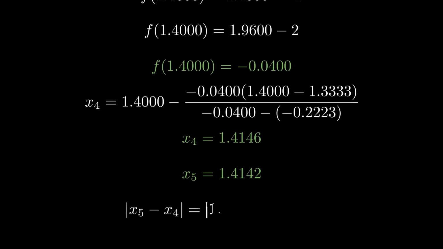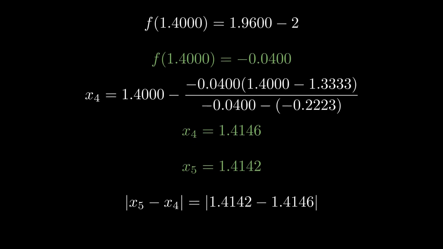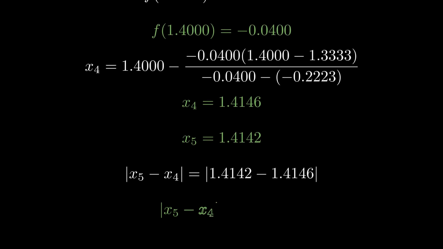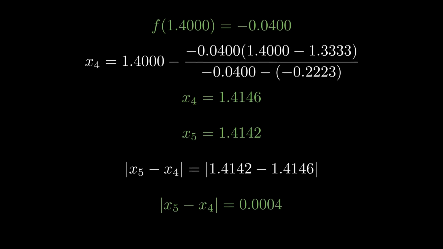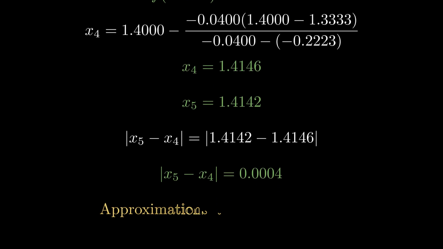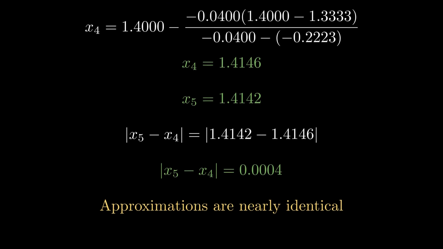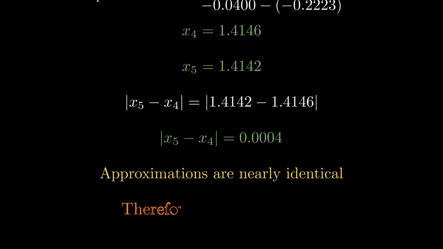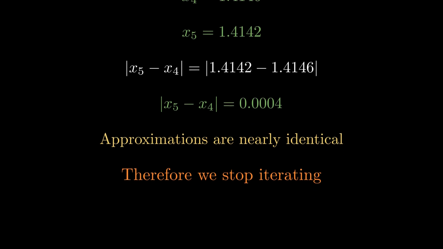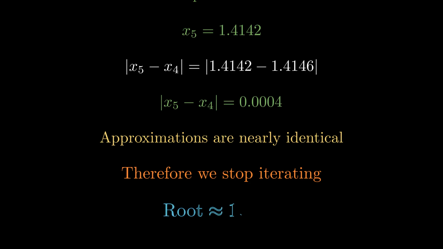Now compare the last two approximations. The difference is now extremely small. The approximations are now almost the same. Since the values are no longer changing significantly, we stop the iterations. The root is approximately 1.4142.